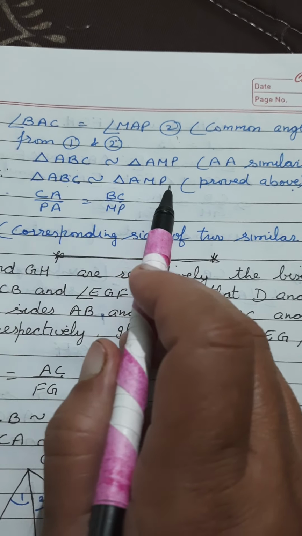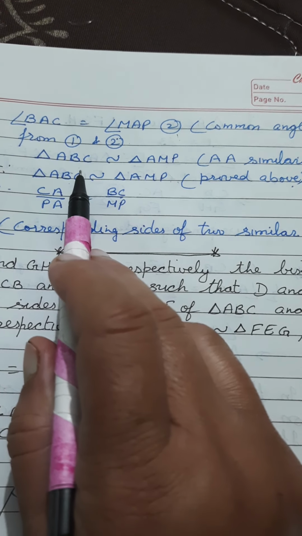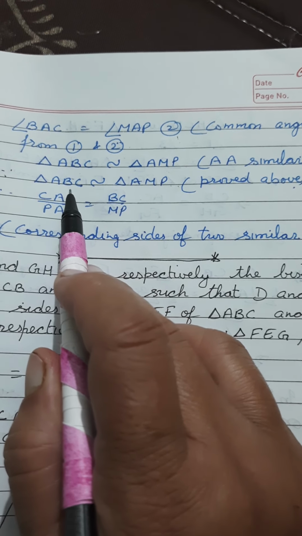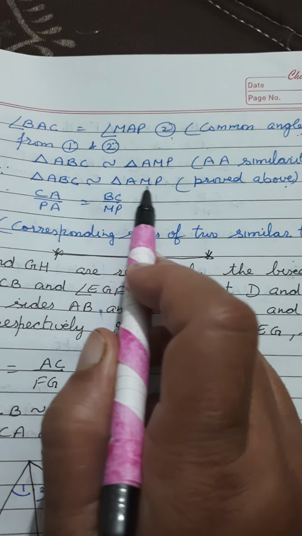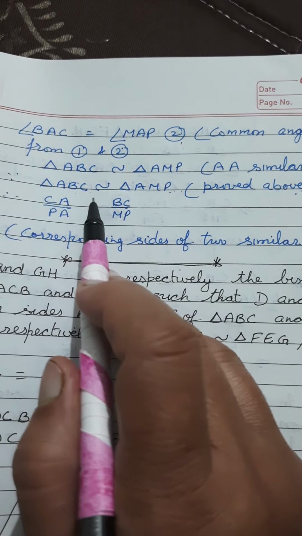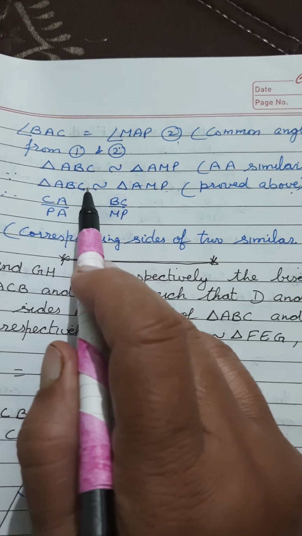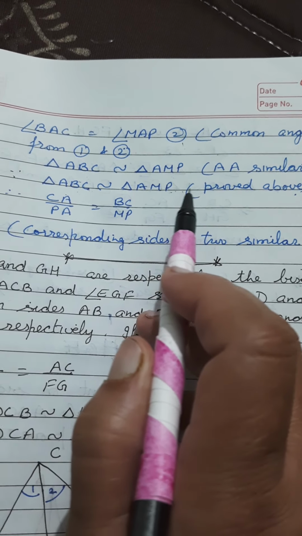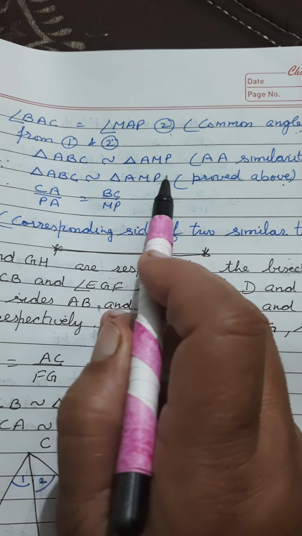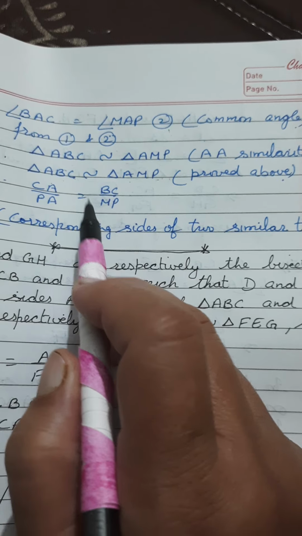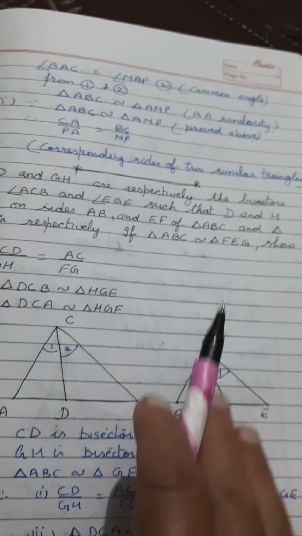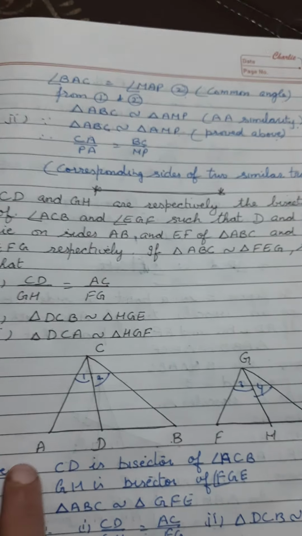Now in these triangles, because these triangles are similar, we have CA upon PA is equal to BC upon MP. We can see this from these similar triangles: CA upon PA is equal to BC upon MP. Corresponding sides of two similar triangles are in the same ratio.